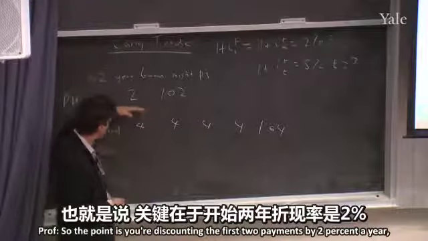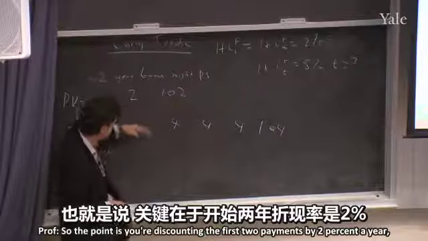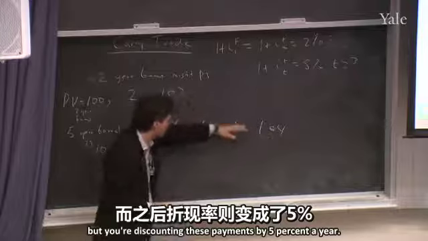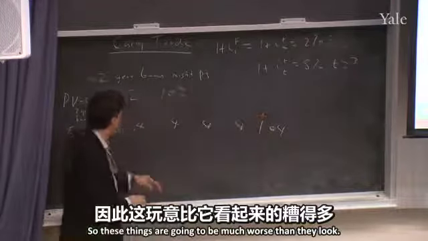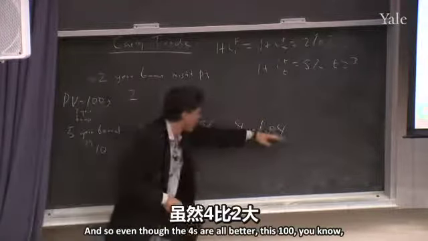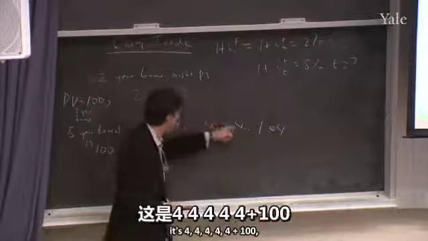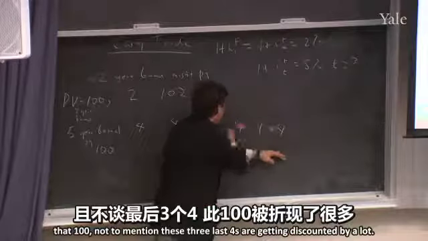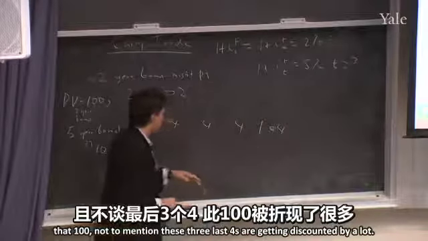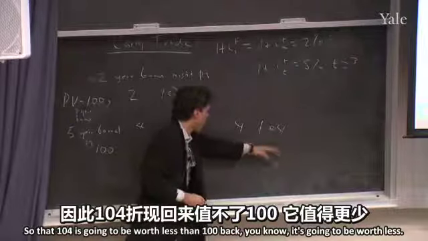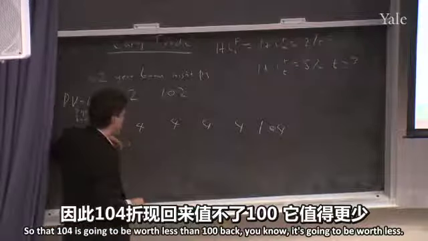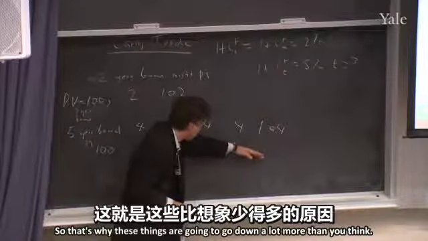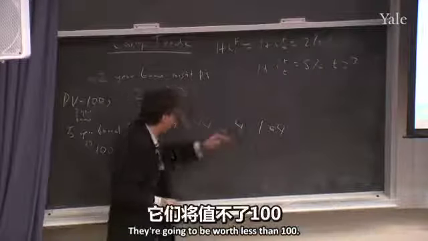Okay, so the point is you're discounting the first two payments by 2% a year, but you're discounting these payments by 5% a year. So these things are going to be much worse than they look. Even though the 4s are all better, the 4, 4, 4, 4, 4 plus 100, that 100, not to mention these last three 4s, are getting discounted by a lot. So that 104 is going to be worth less than 100. That's why these things are going to go down a lot more than you'd think.